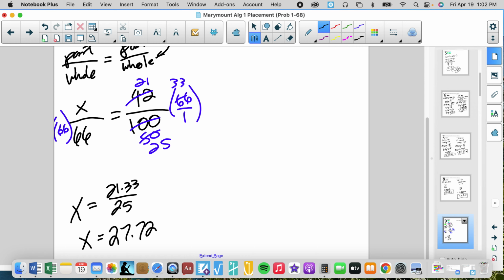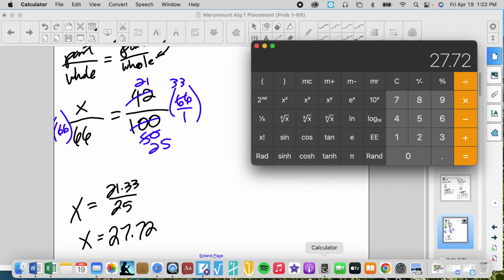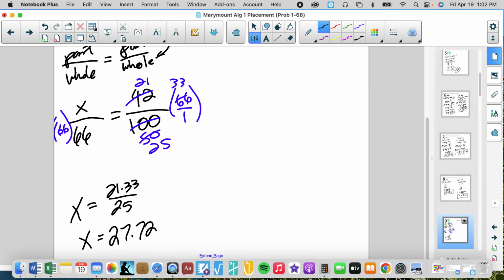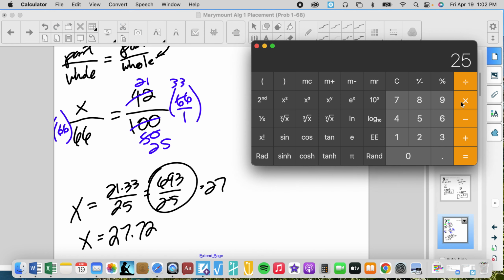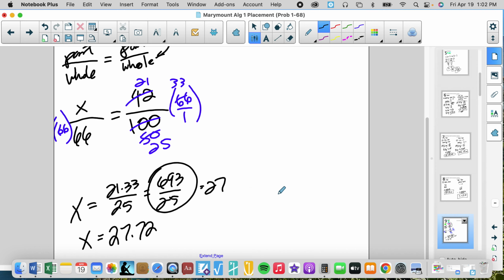27.72. Now, let's do this, 21 times 33, 693. 693 over 25, and I don't think that gets reduced by any number. It doesn't go into 5. So you're going to have that, or you're going to have 27 and what's 25 times 27? 25 times 27, 675. 693 minus 675, 18. So 18/25. That's acceptable.